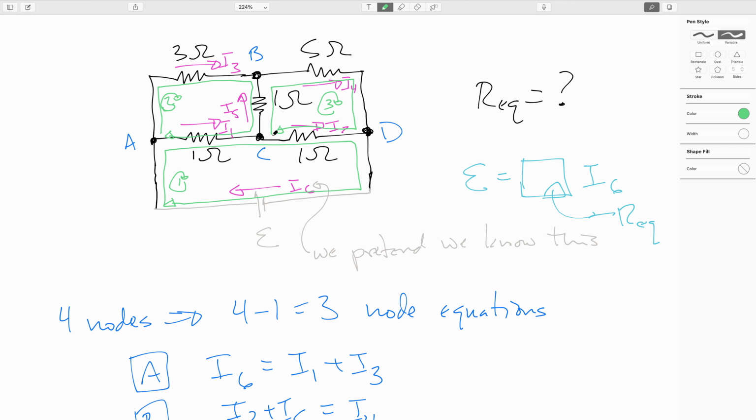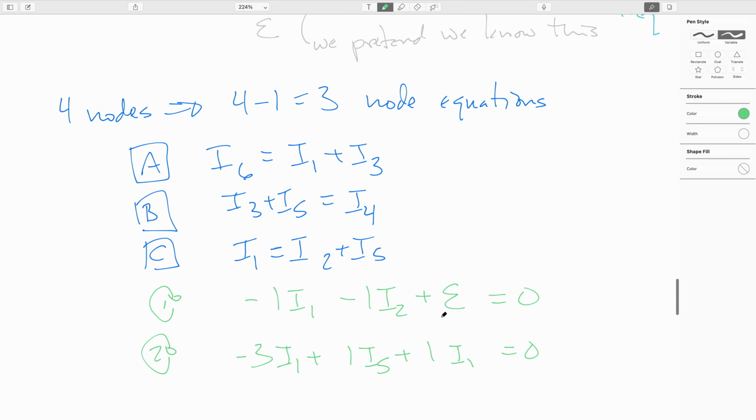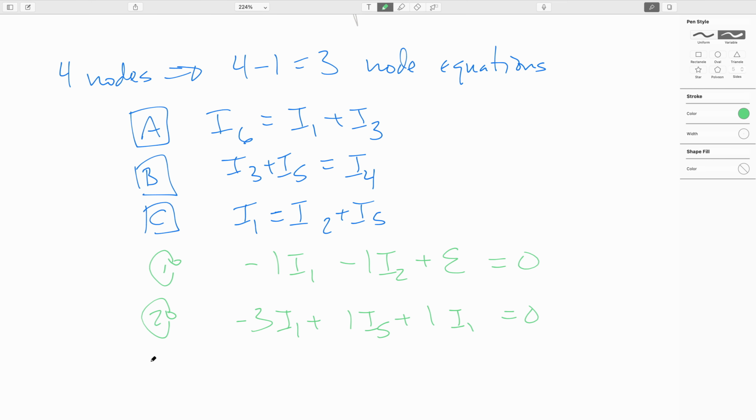So walking my imaginary dog along here, this will be minus 1 I5 minus 5 I4, and then I'm going against the current here, so plus 1 I2, and that's going to equal 0. So minus 1 I5 minus 5 I4 plus 1 I2 equals 0, and there is my system of equations.